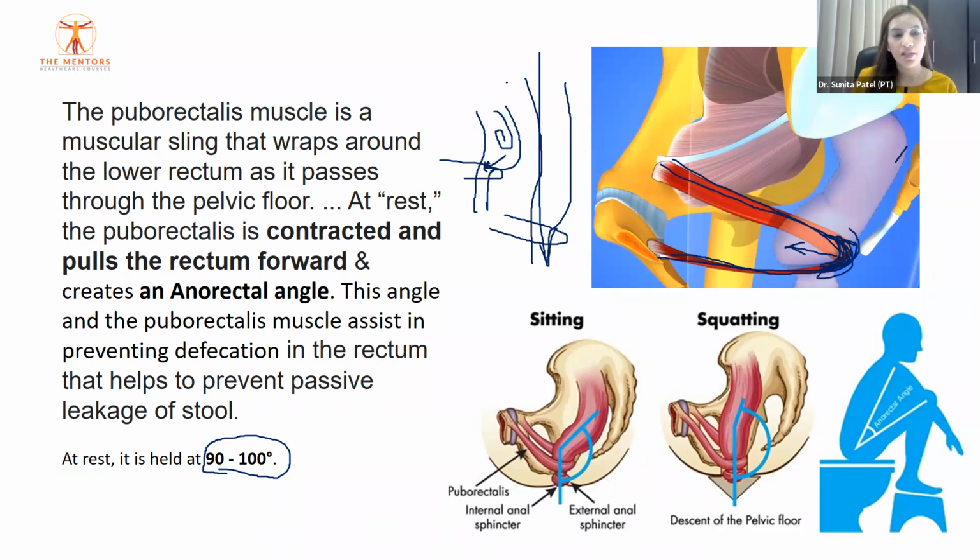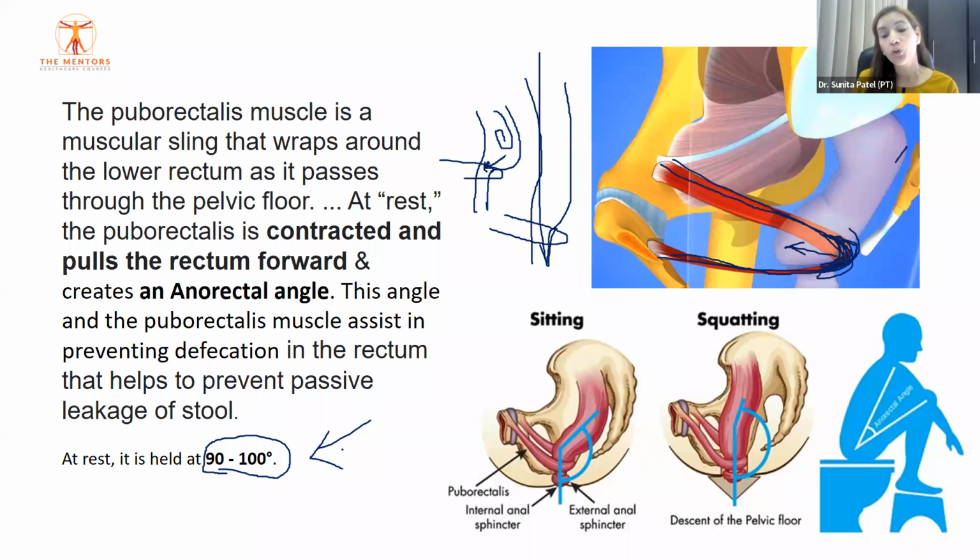The puborectalis muscle is a muscular sling that wraps around the lower rectum as it passes through the pelvic floor. At rest, the puborectalis is contracted and pulls the rectum forward. As I told you, the pelvic floor muscle, the levator, always has some kind of action, not tension in a wrong way, but that contraction, that functioning. And it will create an anorectal angle. This angle and the puborectalis muscle assist in preventing defecation into the rectum. That helps to prevent passive leakage of the stool. The angle it maintains is 90 to 100 degrees.